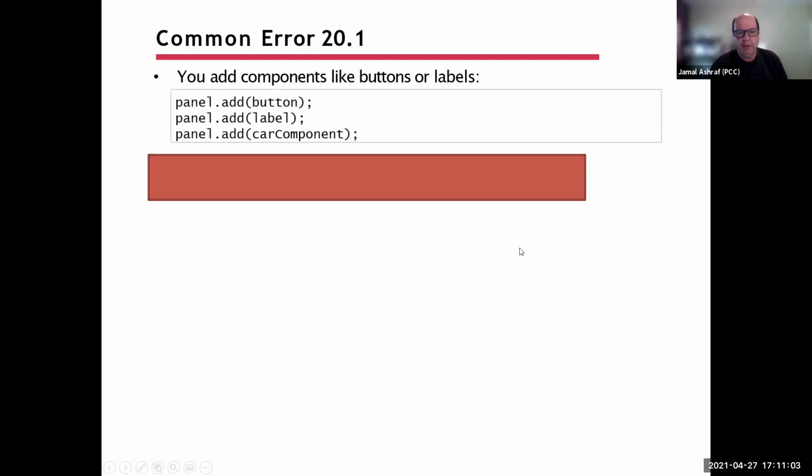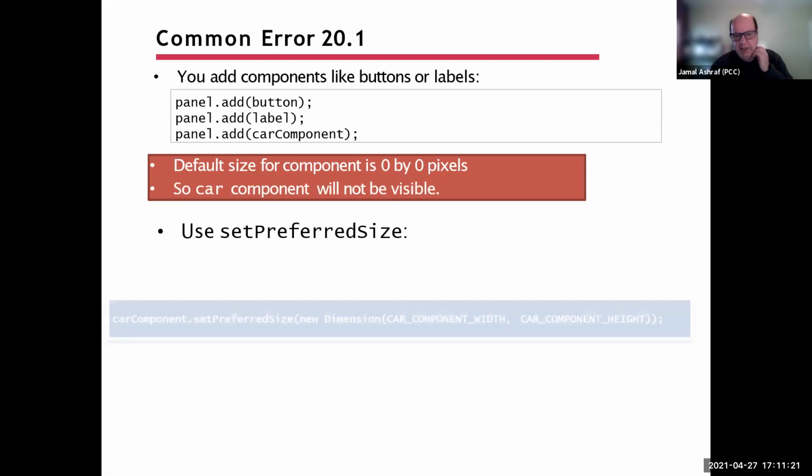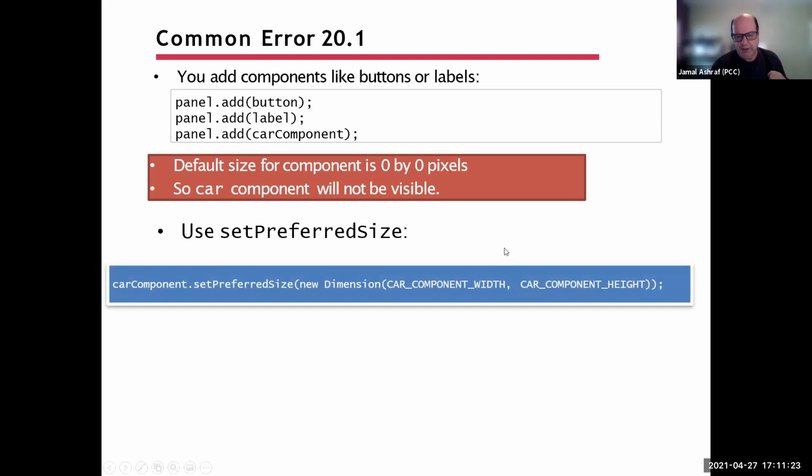We talked about the common error that if you have components that have a drawing in them, the default size is 0, 0. That means if you create it, it's not going to show anything. You have to change the size. That's called set preferred size. Otherwise, you're not going to see anything.